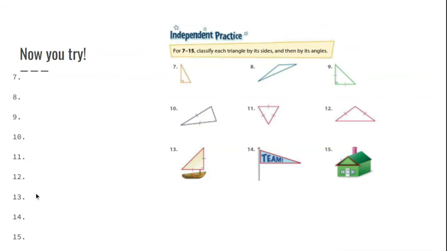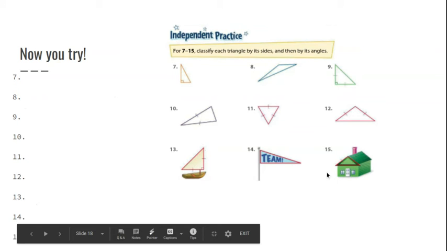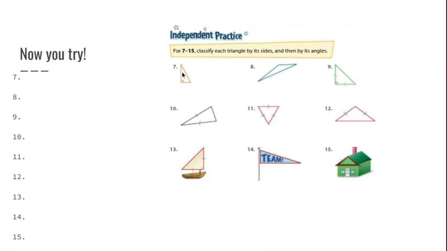So now it's your turn. For 7 through 15, you're going to tell me what kinds of triangles these are. Are these right triangles? Do you see the right angle? Do you see the 90 degrees? Do you see obtuse angles? Do you think this is an obtuse triangle? Or do you see acute angles and do you think this is an acute triangle?